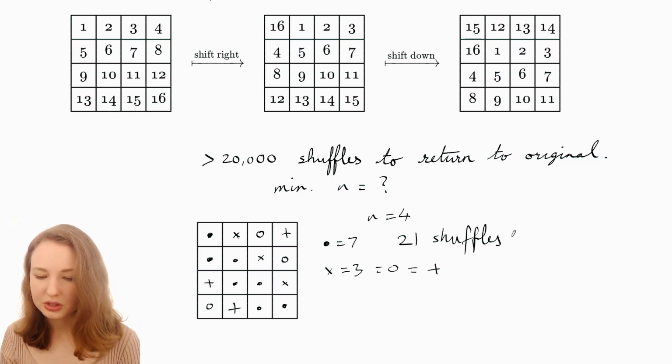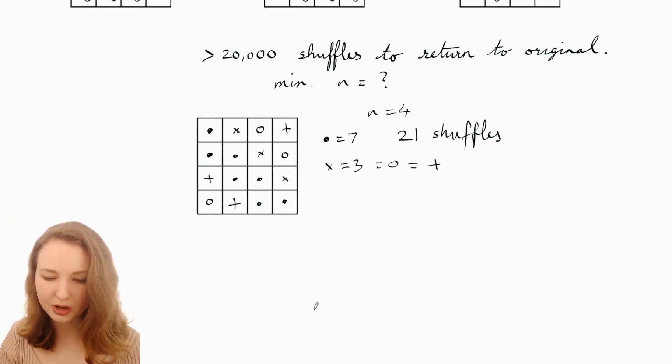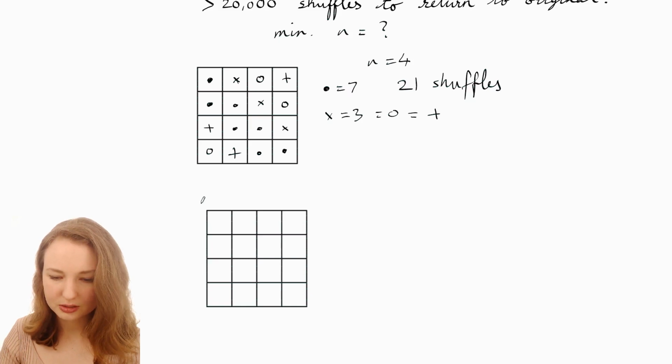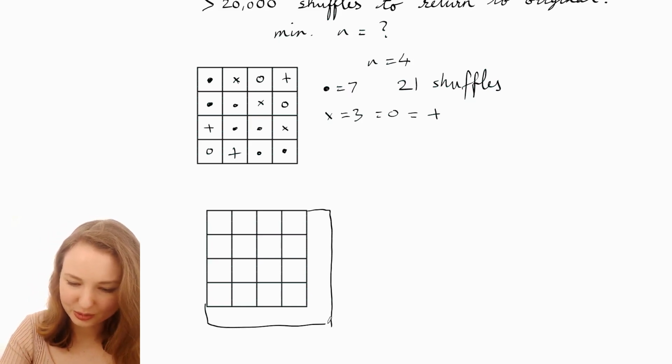Okay, so that's interesting. Now let's try it for n equals 5 as well. So I didn't prepare an n equals 5 grid. Let me just add some onto here.